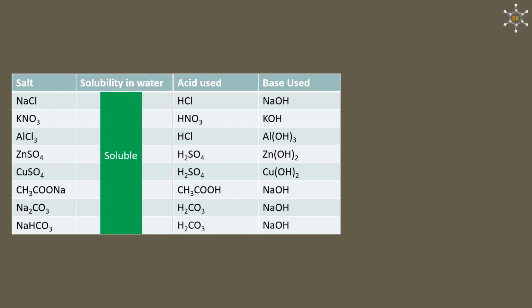If we assign the strength to these acids and bases, HCl is a strong acid. HNO3 is also a strong acid. Sulfuric acid is a strong acid. Acetic acid is a weak acid. Carbonic acid is a weak acid. Sodium hydroxide is a strong base. Potassium hydroxide is also a strong base. Aluminium hydroxide is a weak base. Zinc hydroxide is also weak. Cupric hydroxide is weak.